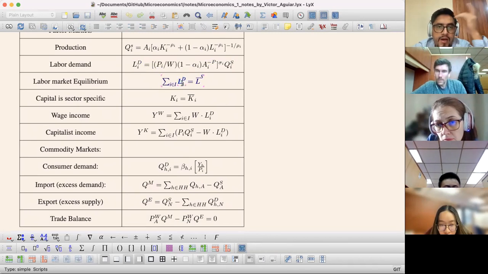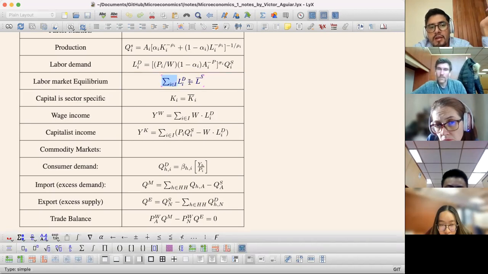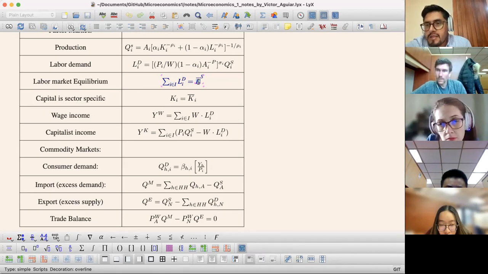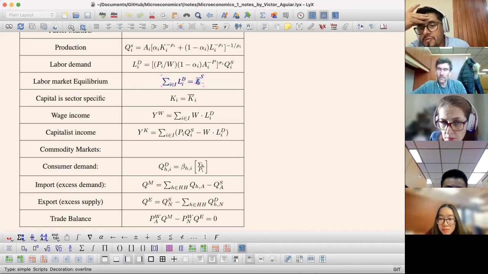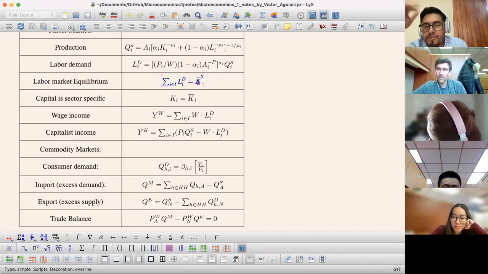Now, we are dealing with general equilibrium, so we have a market clearing condition. That means the total labor demand across sectors will be equal to the total labor supply. Here, labor supply is completely mobile across sectors, which means market clearing happens at the aggregate across sectors. And labor supply here is inelastic. It doesn't matter if you like to work or not, everyone works at level L overline. So in that sense, labor supply is inelastic and labor demand is elastic and changes with wages in an inverse relation.